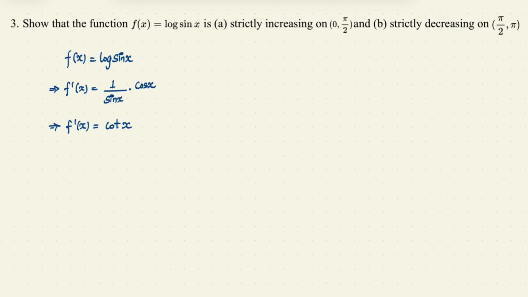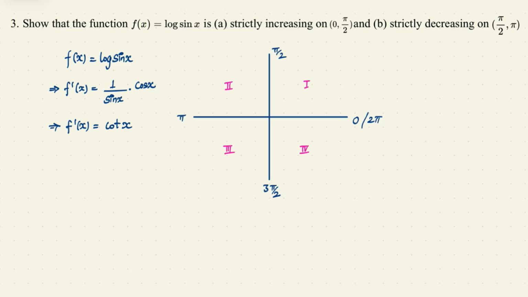Now this cot of x is sometimes positive and sometimes negative. So this is our quadrant diagram, where the first quadrant lies between 0 to pi by 2 and the second quadrant is from pi by 2 to pi, and similarly third and fourth. So here in the question they have given the interval as 0 to pi by 2. So 0 to pi by 2 means first quadrant. In the first quadrant we know that all trigonometric functions are positive.